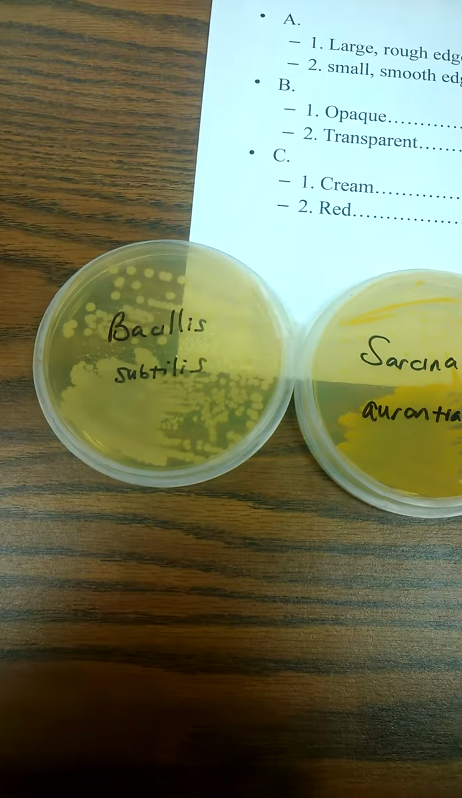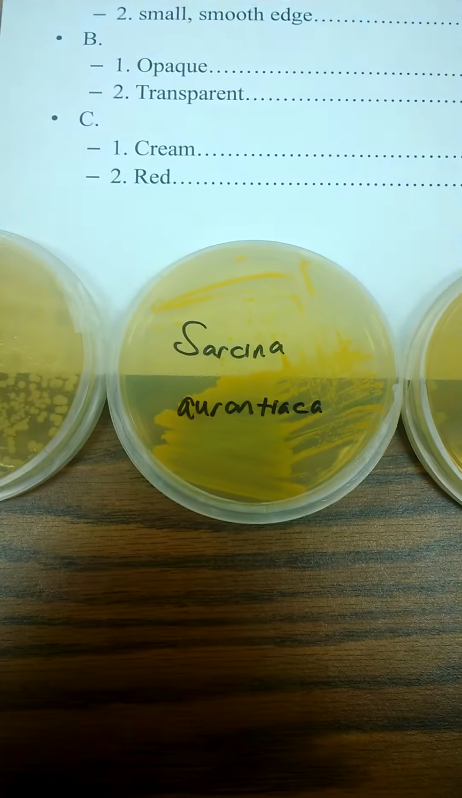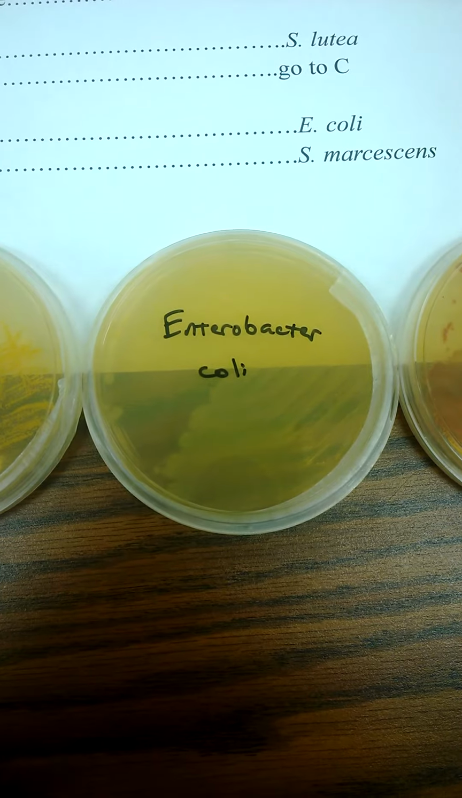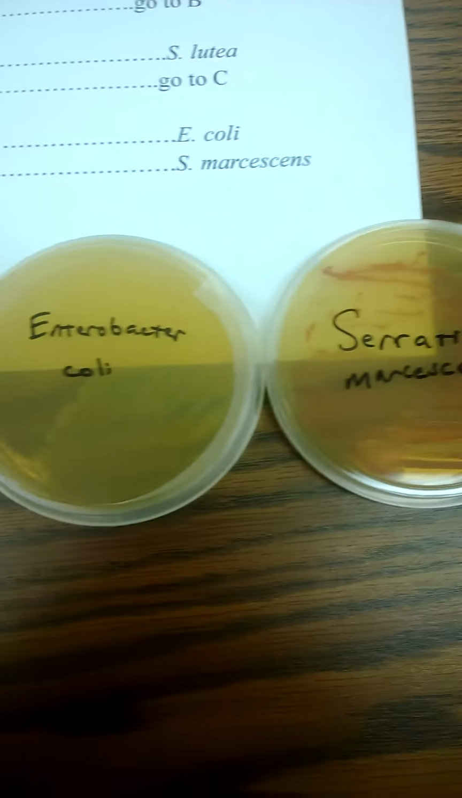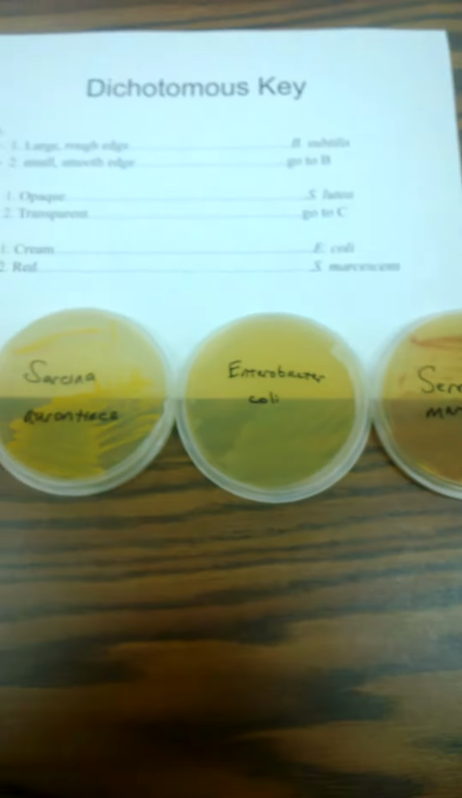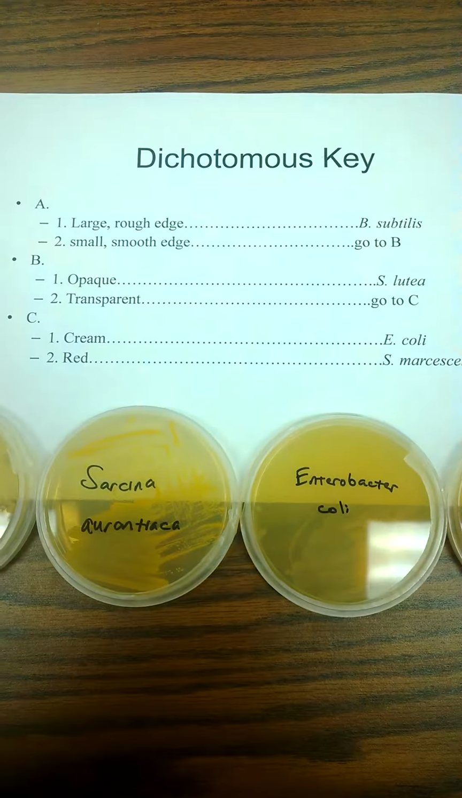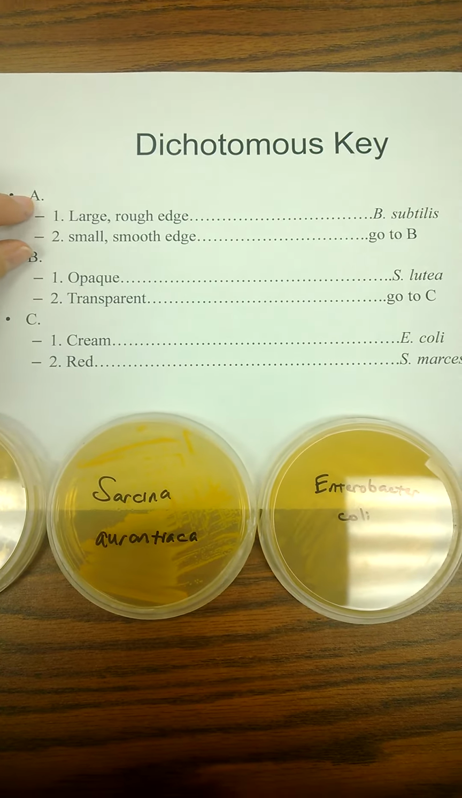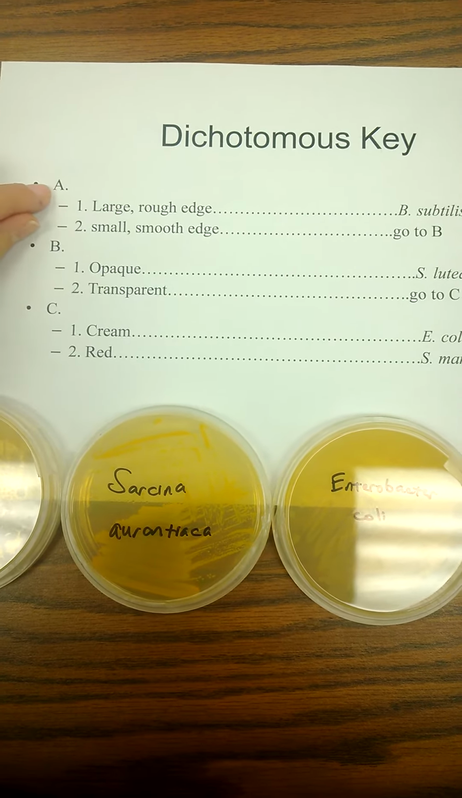We have Bacillus subtilis, Sarcina aurantica, Enterobacter coli, or E. coli as you would know it, and Serratia marcescens. Now, to use the dichotomous key, you always start at the top and work your way down. So let's start at A.